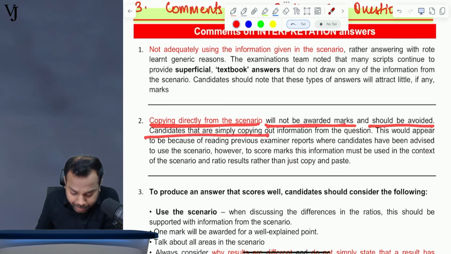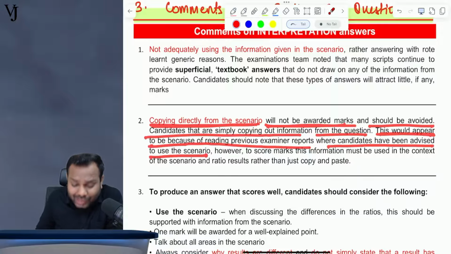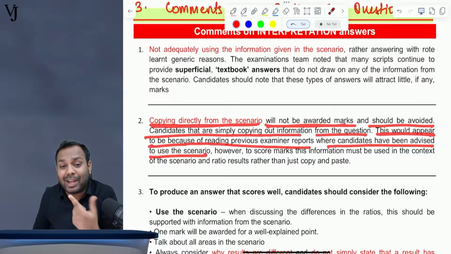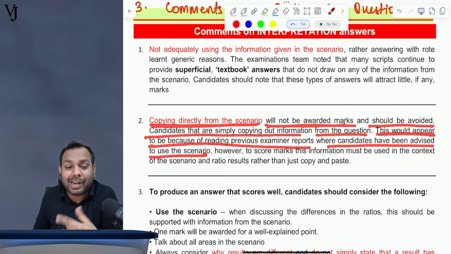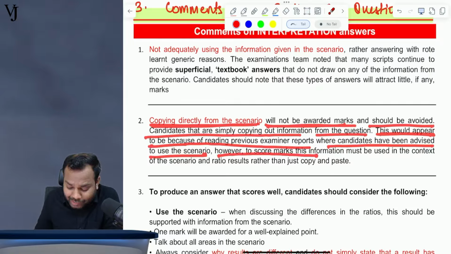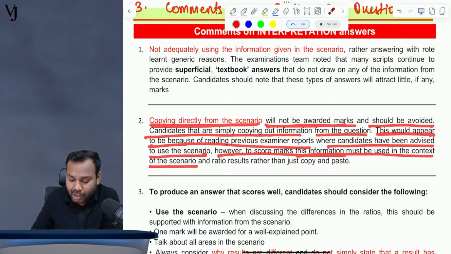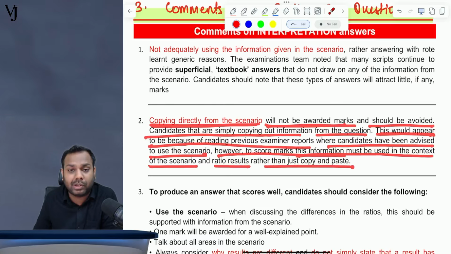Candidates that are simply copying out information from the question, this would appear to be because, read this line, of previous examiner reports where candidates have been advised to use the scenario. Why are students doing this? The examining team advised students to read the scenario, to use the scenario. What students started doing? They started copy pasting the scenario. No, that is not required. However, to score marks this information must be used in context of the scenario and ratio results rather than just copy paste.